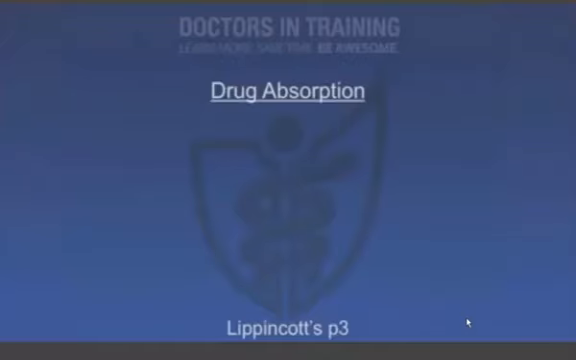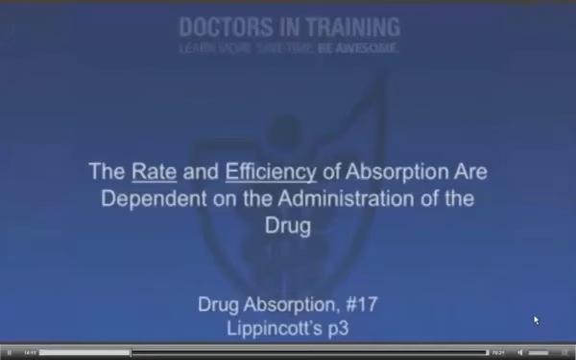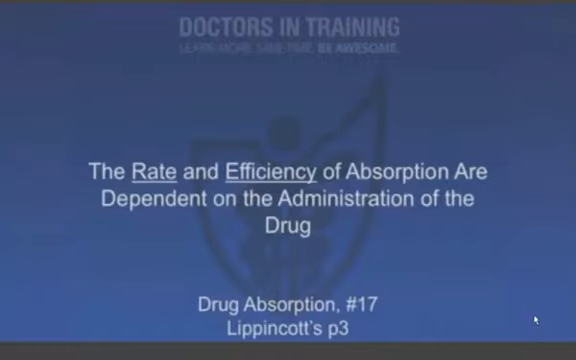So most of the drugs that we're going to talk about throughout pharmacology are given orally. And so we need to talk about absorption. Absorption means transferring the drug from the site of administration into the systemic circulation, getting it from wherever you've given it, usually the GI tract, into the bloodstream. The rate and efficiency of absorption are very dependent on the administration of the drug.